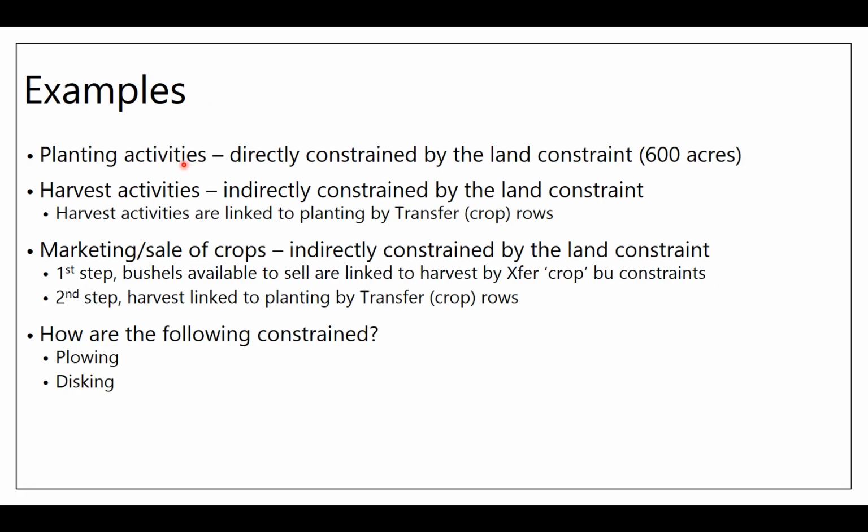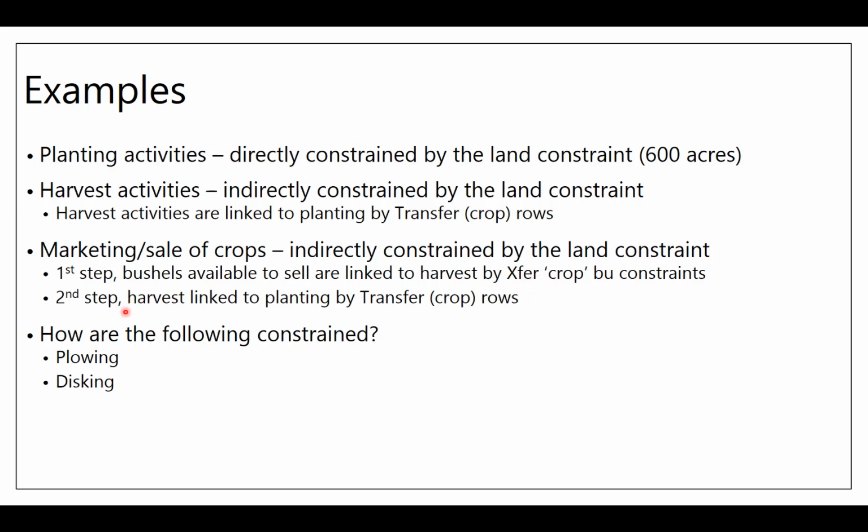Okay, so here we go. Planting, directly constrained. Harvest, indirectly constrained. If you want to look at how marketing, the sale of crop bushels, is indirectly constrained by the land constraint, you have to go through 2 steps. The first step, the bushels that are available to sell are linked to the harvest of bushels or of acres, and so that first transfer set, the transfer crop bushel constraints, would work to do that.